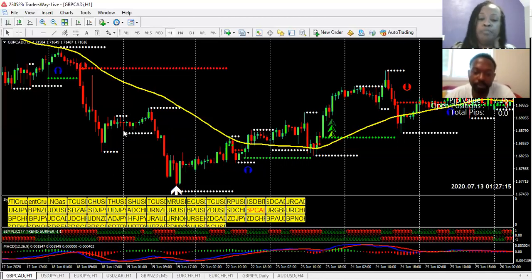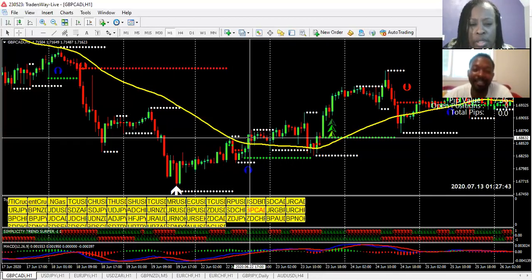Because what we got to do, the indicators, we get fixated on the indicator, the dots, the arrows, all that. We got to look at price. We got to look at structure, because it's structure that populates the dots. You see what I'm saying? That makes sense.